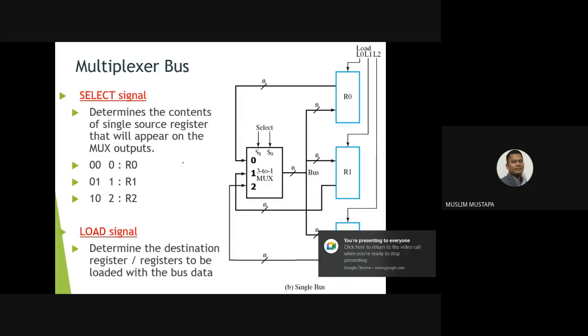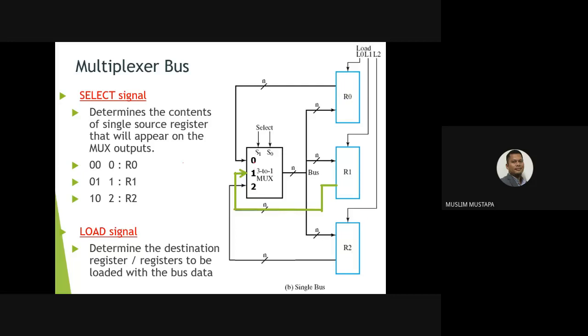There's the multiplexer bus. This is just showing you the example of how you can choose the select. For example, if you want to move from R0 to R1, you just select here. This is 0, 1, 2, 3. In this case, you want to select R0, so it is 0, 0. So you take from R0. Whatever value is inside here, let's say the value is 7, it goes into the bus here.